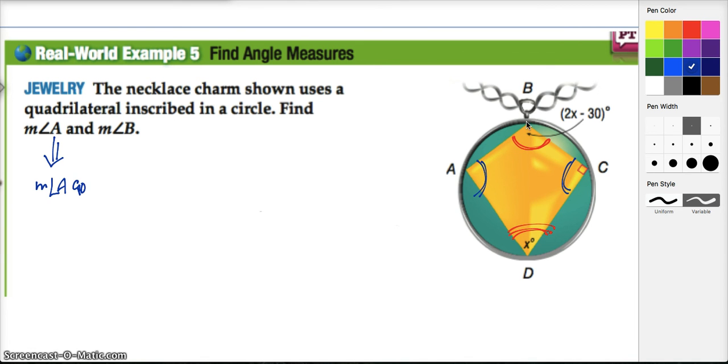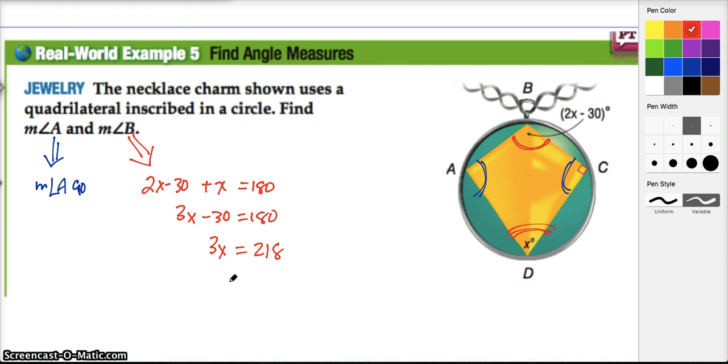But to calculate B, we've got to add up these two angles and set those two equal to 180. With a little bit of algebraic manipulation, we get that 3x, add the 30 to both sides, we get 210. 3x is 210, so x is equal to 70. Since x is equal to 70 and angle B is supplementary to it, we know clearly that angle B must be 110 degrees.